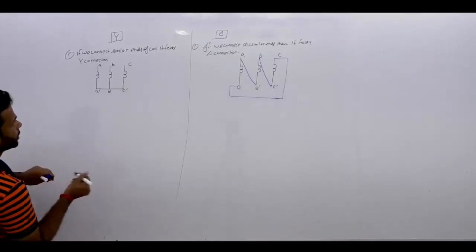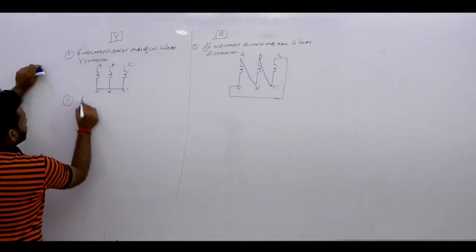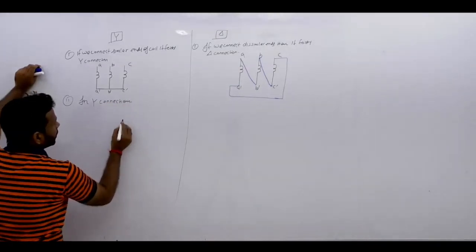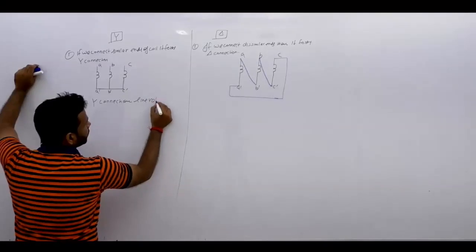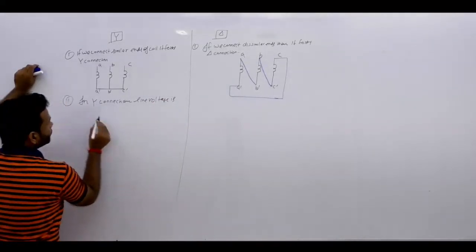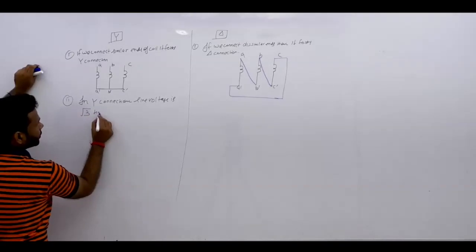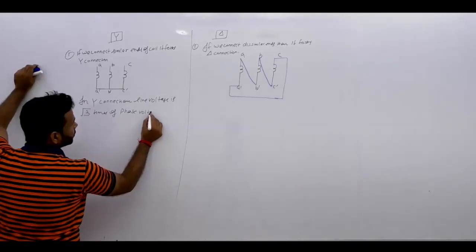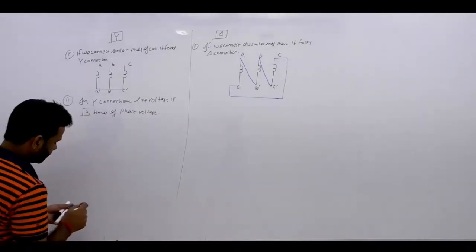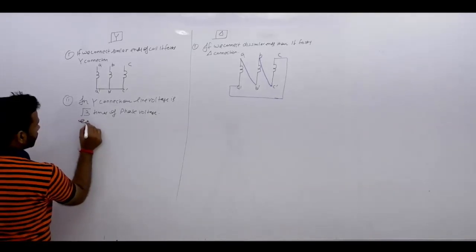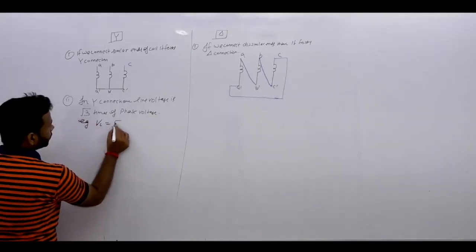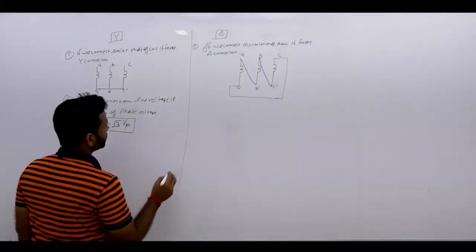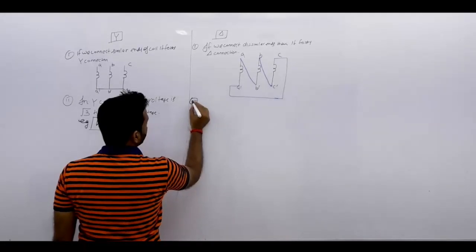Now, second point. In star connection, line voltage is root 3 times the phase voltage. Okay so far? If we take an example, you should remember VL is equal to √3 VP. Now in the delta connection, a similar point.